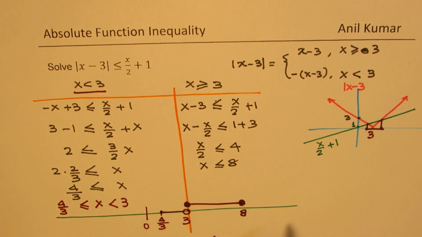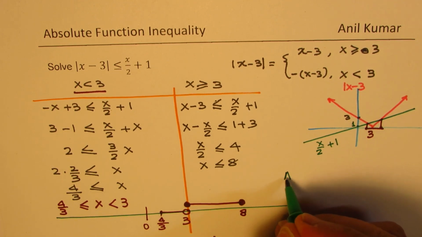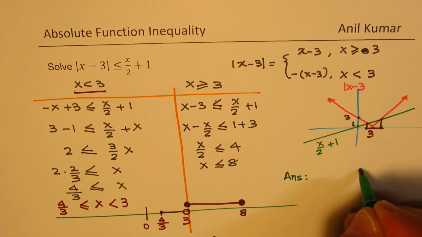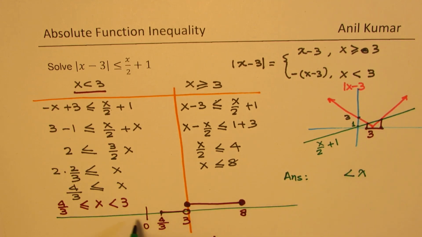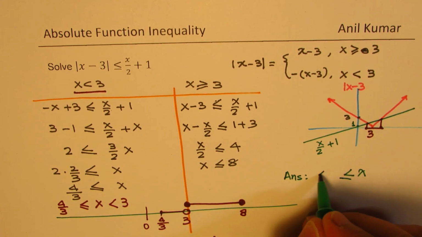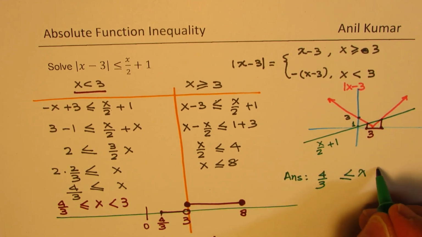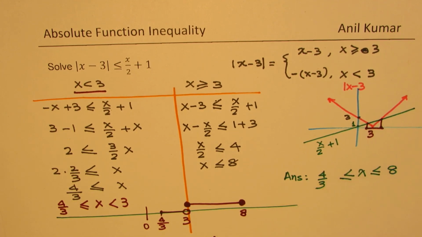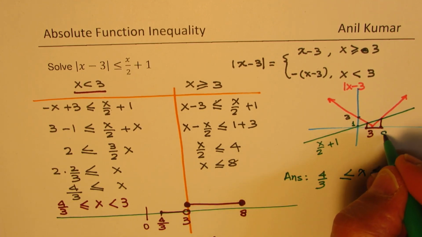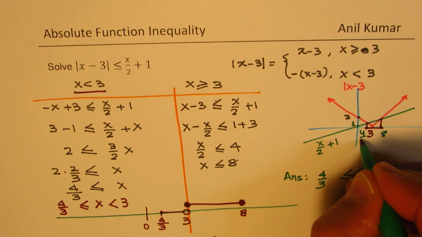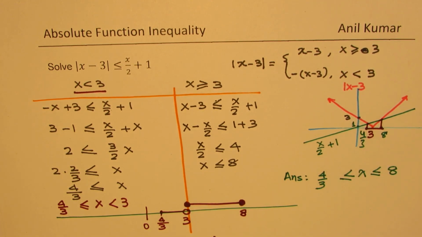So the combination of this gives you the result, right? So now we can write down the answer, and the answer here is that x is greater than or equal to 4 by 3 and less than or equal to 8. Does that make sense to you? So this point is 8 for us and this point is 4 by 3. So that becomes the solution on the number line as shown here.